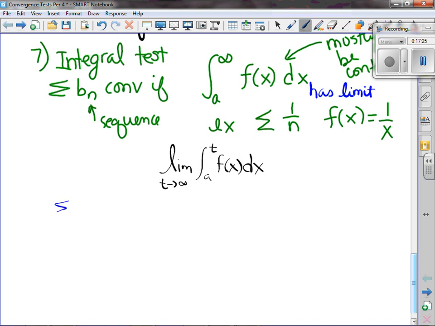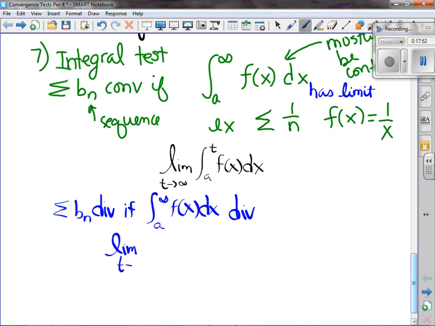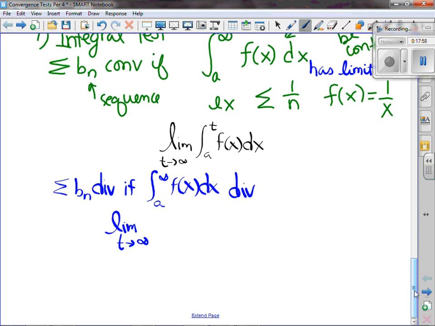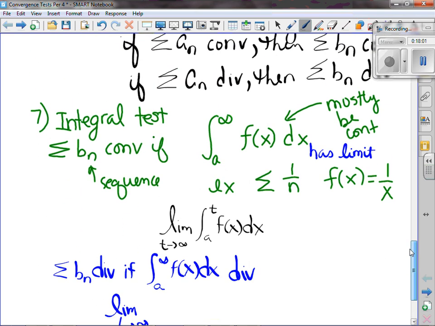The summation of b sub n will diverge if my integral from some number to infinity of f of x dx diverges. And if I were to integrate 1 over x, that diverges. Be careful. This is a different type of integral. There are two types of improper integrals. This is the one where we're taking the limit as t goes to infinity. There's another one. So it converges if the limit converges. If the integral converges, the series converges. And vice versa. If you know that the series converges, the integral converges.